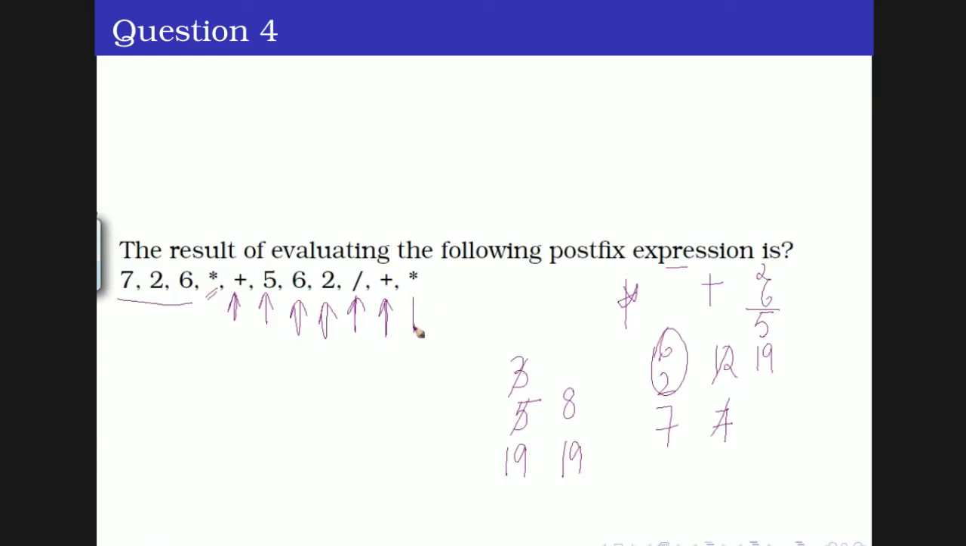Now what is the remaining element in the expression? That is multiplication. So what happens when multiplication is encountered? It is going to multiply 8 and 19. So what is the result? It is 152. Any more elements in the expression? No more. So this would be our final result, which will be stored in the stack. When we try to pop out, this element will be popped out, which is our result.